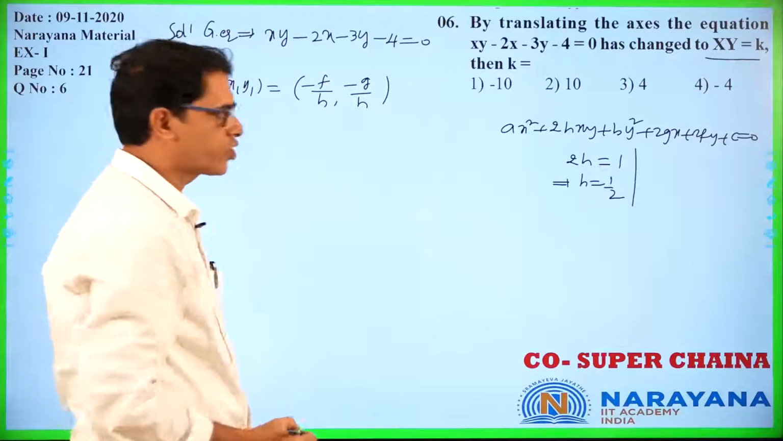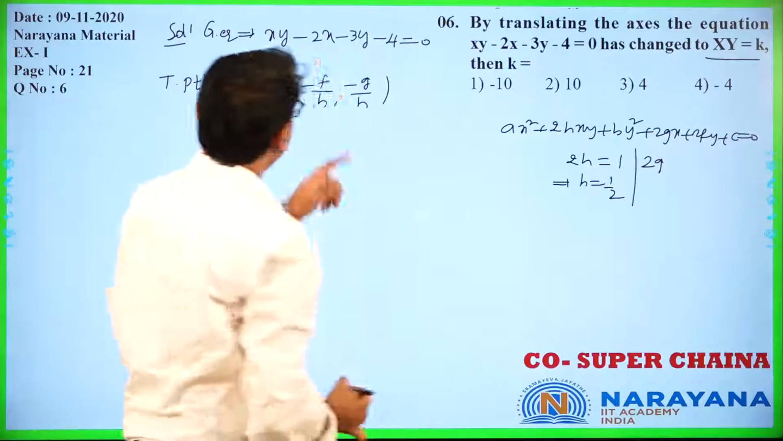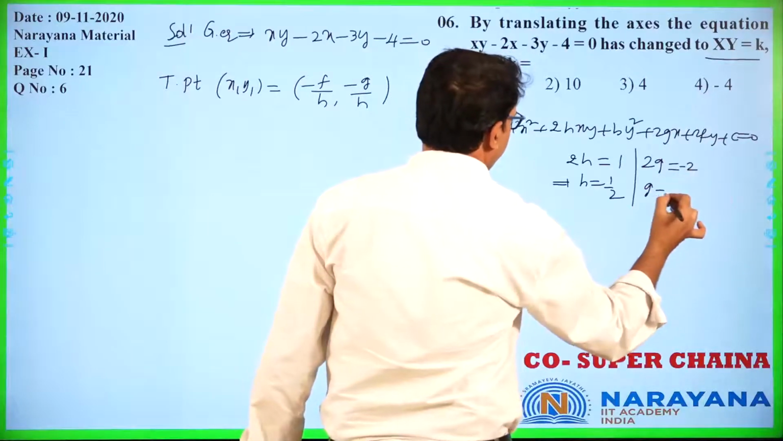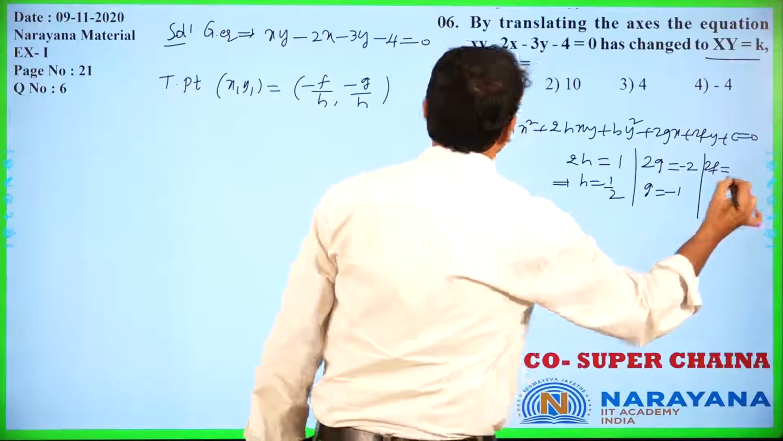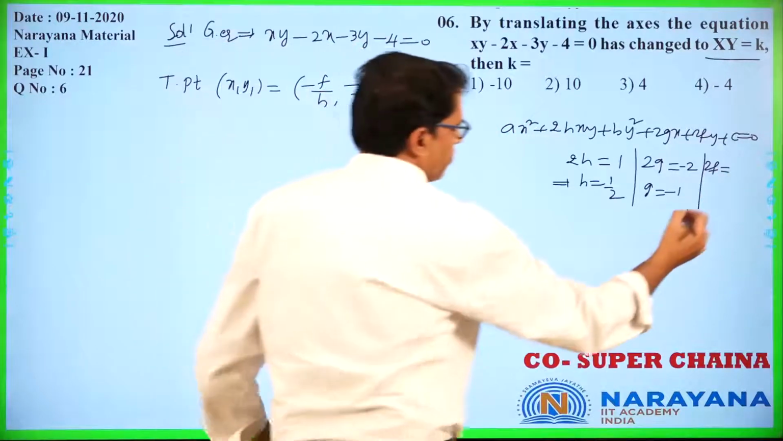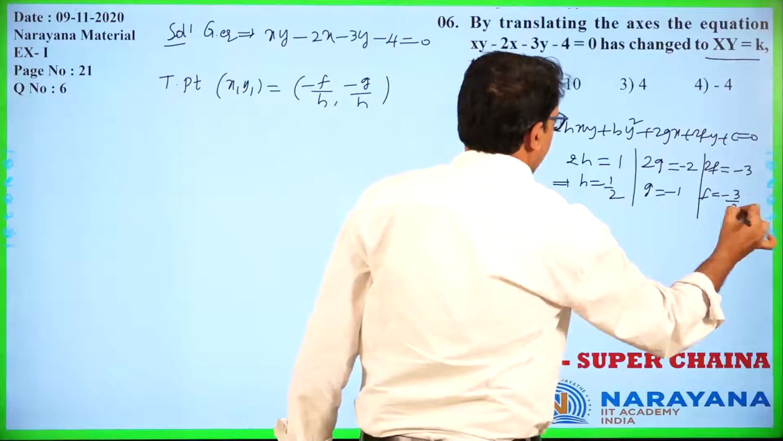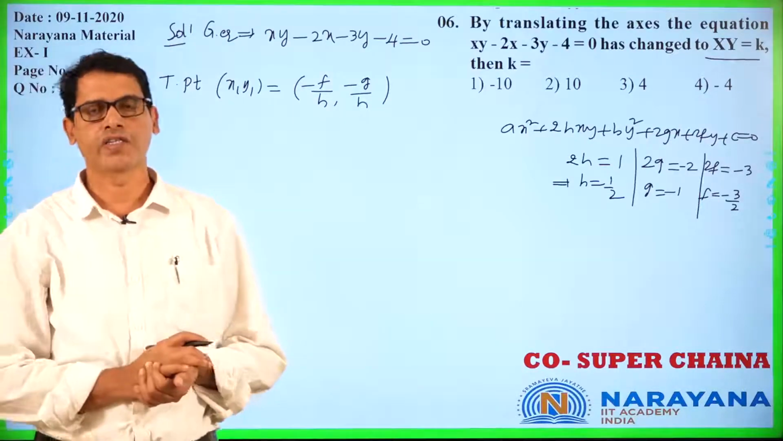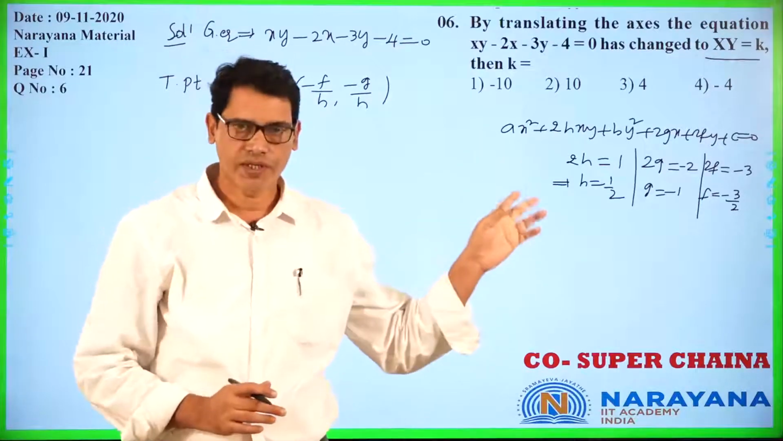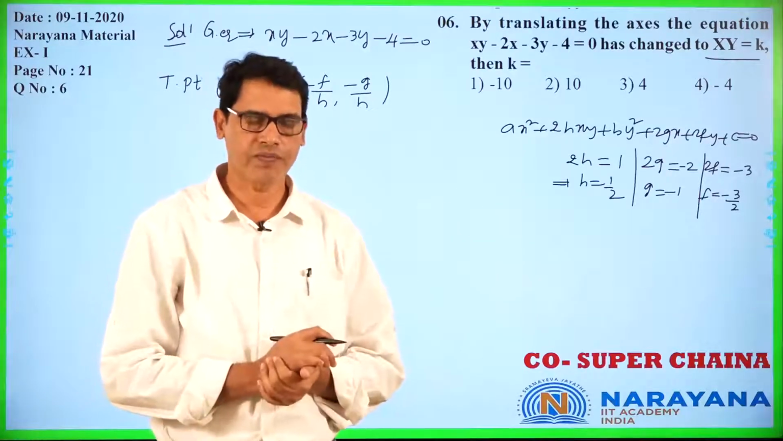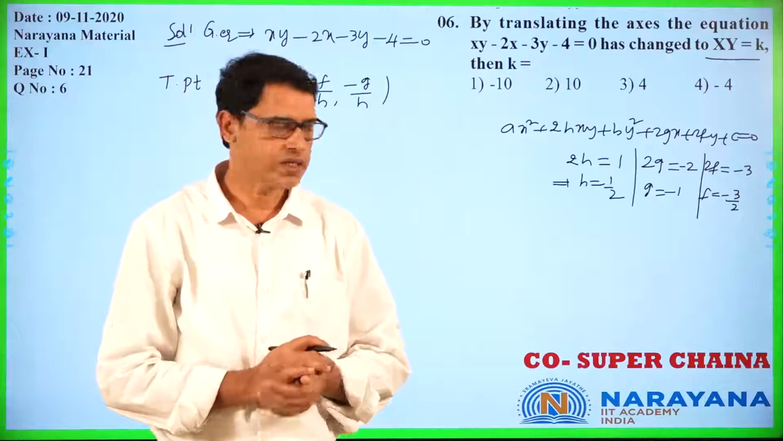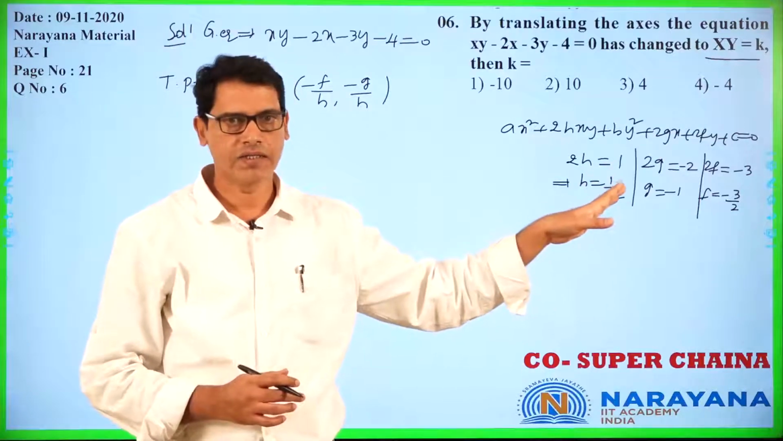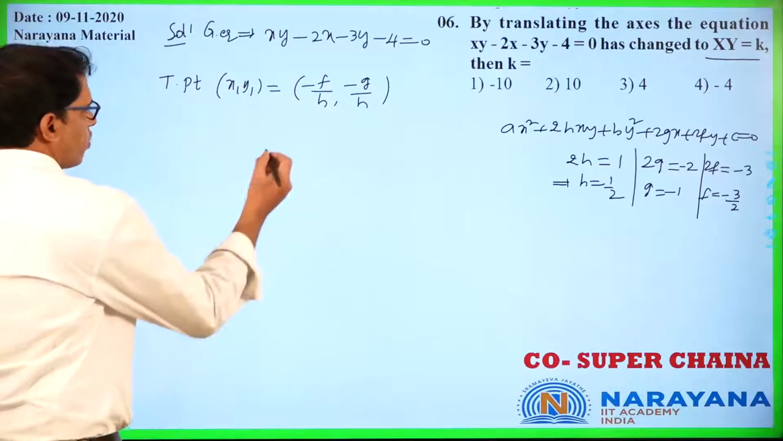Then the x coefficient is 2g, which here is minus 2, so 2g equals minus 2, and g value will be minus 1. Then the y coefficient: 2f equals minus 3, so f value is minus 3 by 2. Comparing the given equation with the standard form, we get h as half, g as minus 1 and f as minus 3 by 2. Now apply this to the translated point.